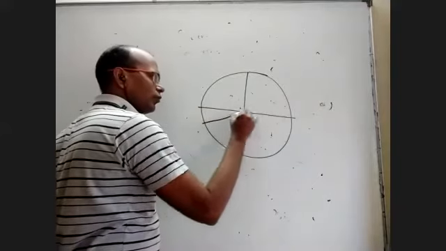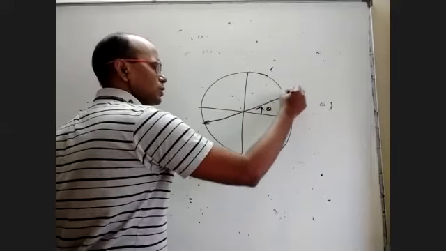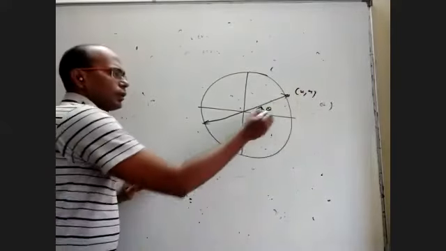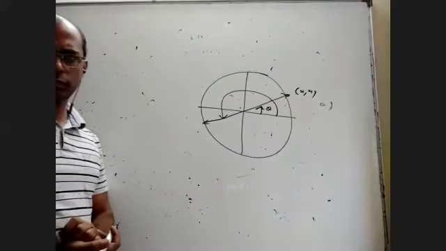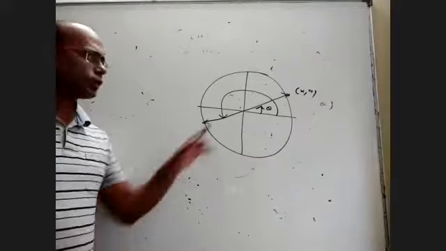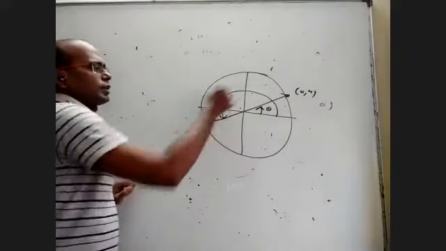I want to draw one full straight line here, and this angle is theta. This point is x comma y. What will this angle up to here be? This and these are opposite rays. It is 180 plus theta.